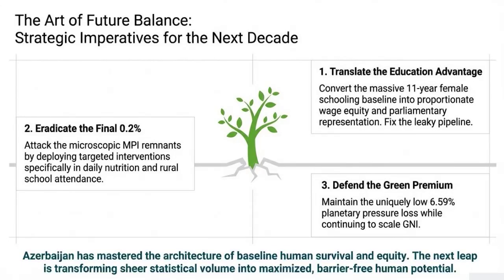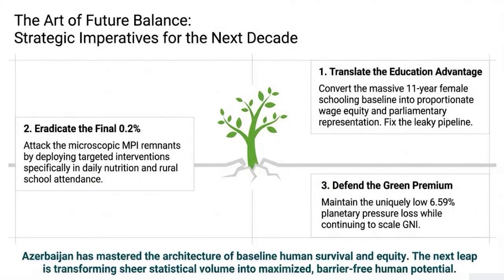If we were to build a definitive global dashboard for Azerbaijan based on this entire 1990 to 2023 analysis, the metrics are undeniable. You have a high human development index of 0.79. You have an extremely low inequality loss of just 6.8%. You have virtually eliminated multidimensional poverty at 0.001. You boast world-beating female education at 10.9 years. You maintain high maternal safety with an MMR of 40.8. And you accomplish all of this with a low planetary pressure penalty of 6.59%. It's a dashboard any development economist would envy.